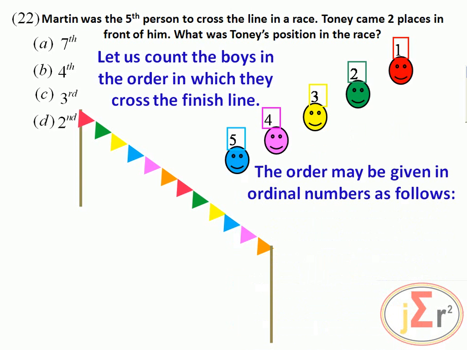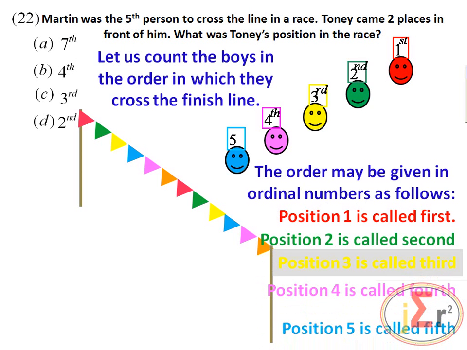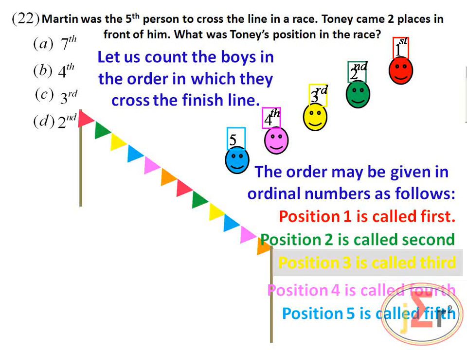The order may be given in ordinal numbers as follows. Position 1 is called first. Position 2 is called second. Position 3 is called third. Position 4 is called fourth. Position 5 is called fifth. Position 4 is called fourth. Position 3 is called third.